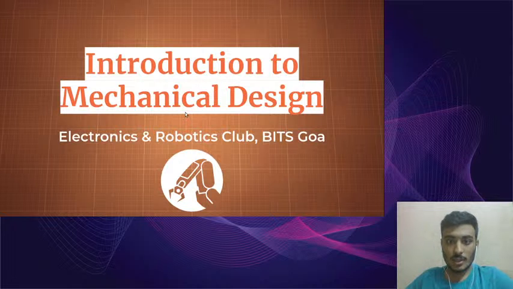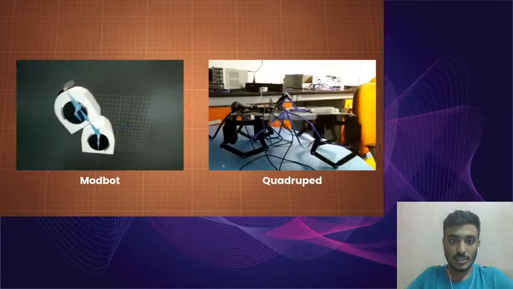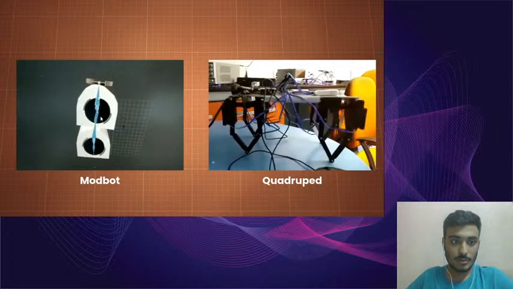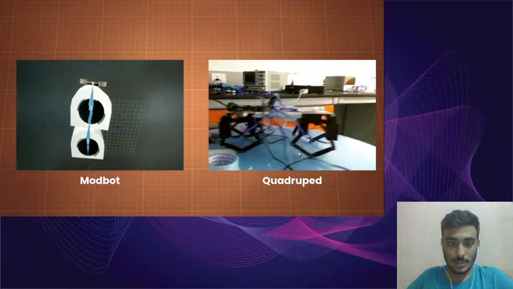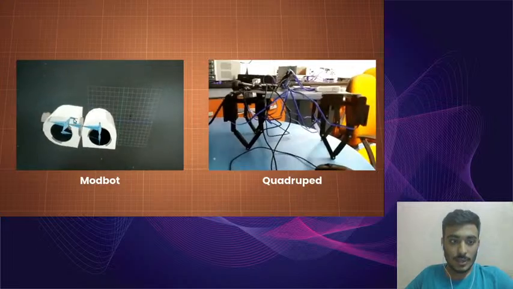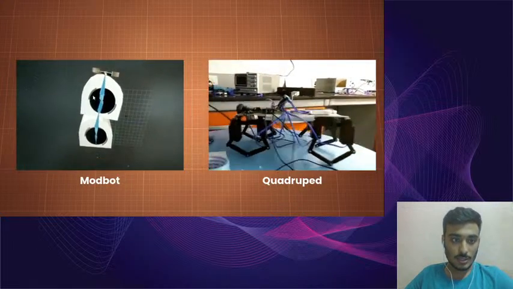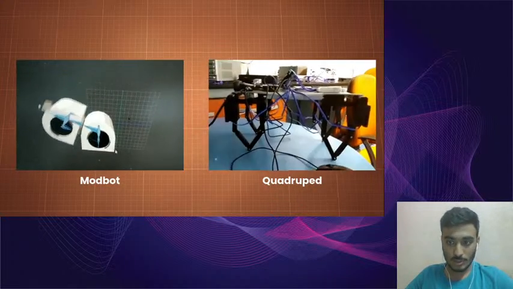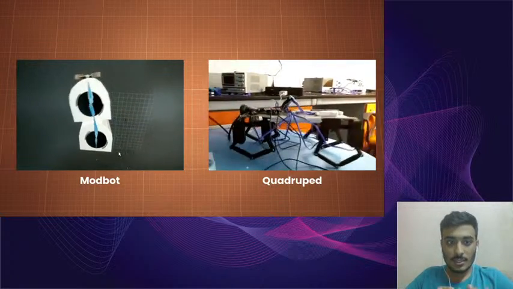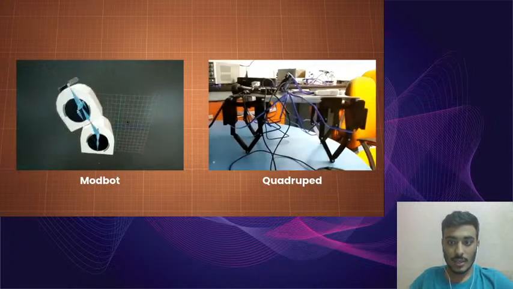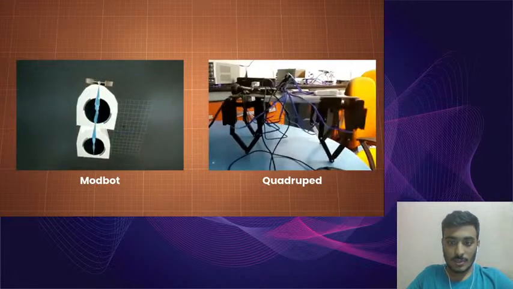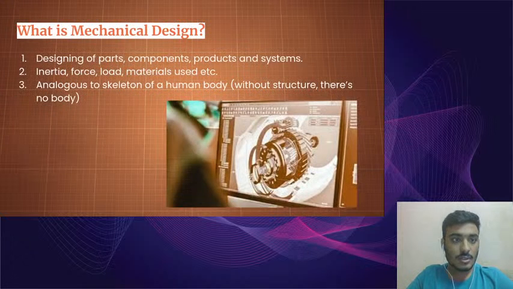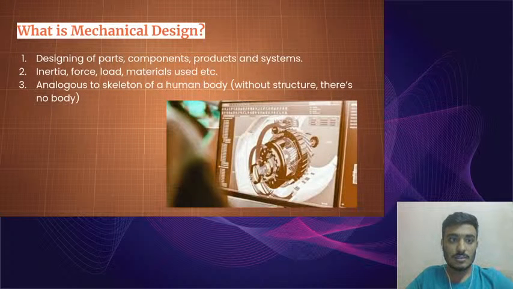So let's look at a few examples, or rather, projects that have been done by ERC. On the left, you can see the modbot, and on the right, you can see the quadruped. You can see the various types of mechanisms here, and the design that has gone into making these bots. This is just a gist of how mechanical engineering has its application in robotics. Let us find out in the following sessions. So what basically is mechanical design?